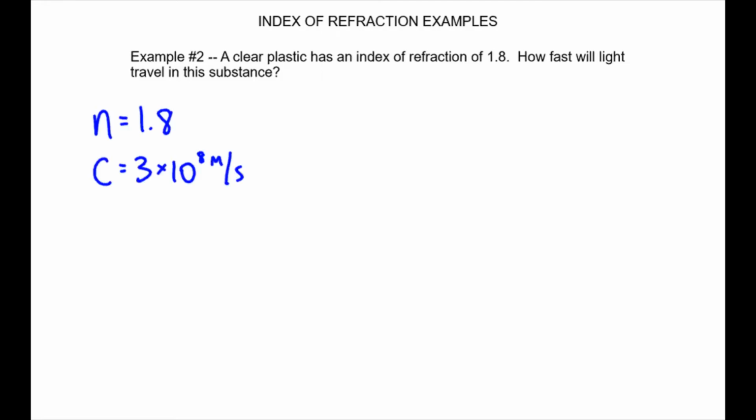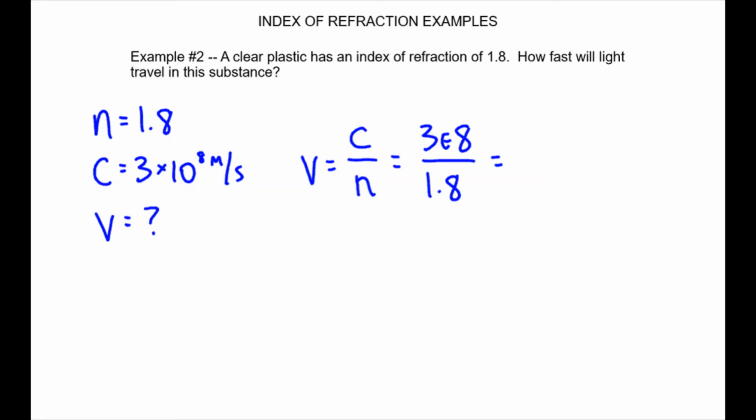We know c is 3 times 10 to the 8th meters per second, because we're still comparing everything to the speed of light in a vacuum. And v is what we're looking for. So rearranging the equation, v equals c over n. It's 3E8, or 3 times 10 to the 8th meters per second, divided by 1.8, which is the n value. And you get 1.7 times 10 to the 8th meters per second.